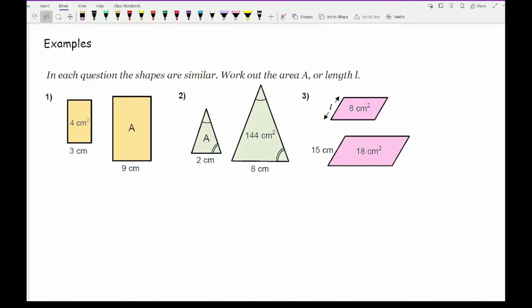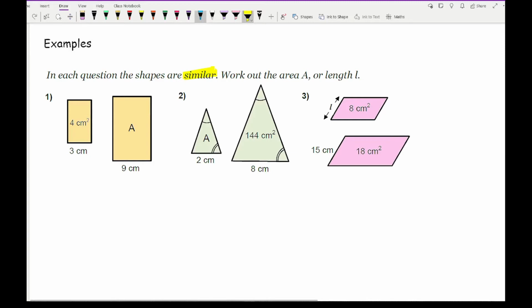In this it says in each question the shapes are similar, which is really important because obviously none of this works if we don't know that the shapes are similar. And it says work out the area A or the length L. Now it's really important you know what it is you're actually wanting to find. So the mystery letter or the missing letter will either represent length, area or volume, and that has a massive effect on how you'd actually go on to work this out.